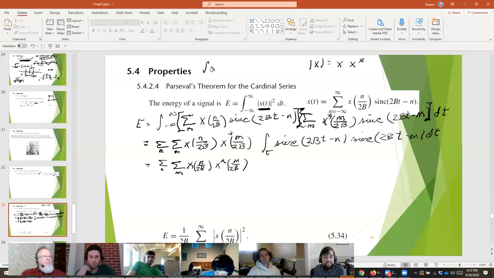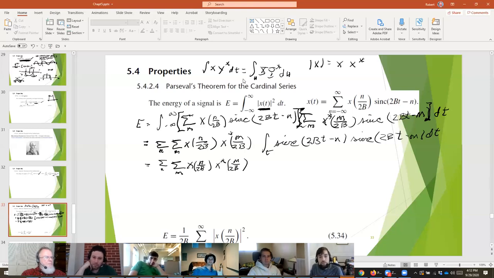The integral of x times y conjugate is equal to the integral of X times Y conjugate du. Do you remember that theorem? I said, do you remember that theorem? Yes, because we said there's a special case here when x is equal to y, and we get Parseval's theorem.